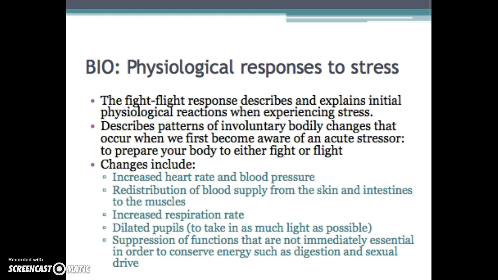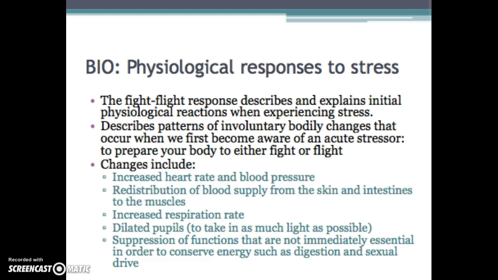The fight-flight response looks at the initial physiological reactions when we experience stress, and it basically describes the patterns of involuntary bodily changes that occur when we first become aware of an acute stressor. So when the body registers that there is a stressor there, the fight-flight response basically prepares our body to either fight, so to stay there and to confront the stressor, or to flight.